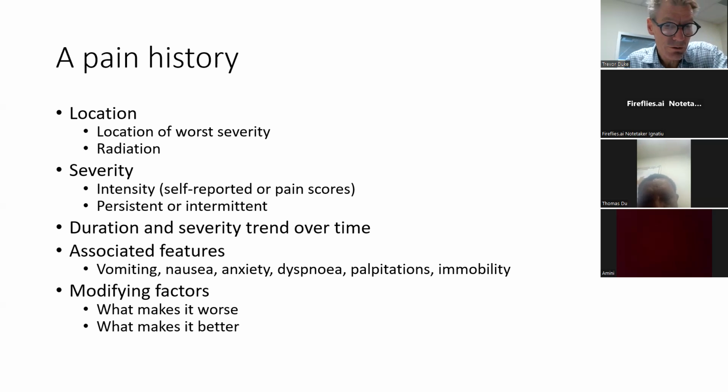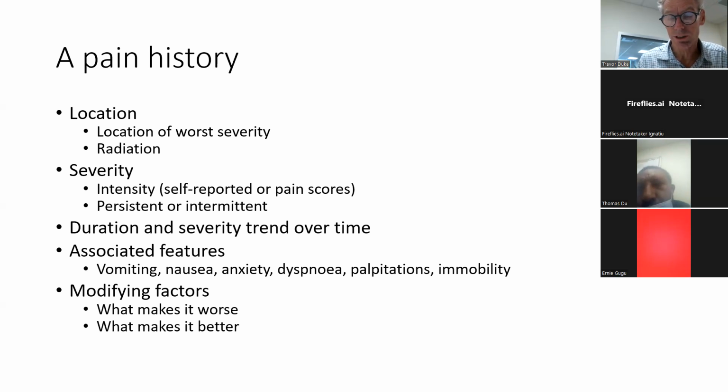And it's useful to be able to say something about associated features. Does the child have vomiting or nausea or anxiety or tachypnea or palpitations or immobility? In some types of pain, a child will lie completely still, with appendicitis, for example. In other types of pain, the child will be writhing in pain because of the nature of the pain. What makes it worse and what makes it better are important questions to ask.